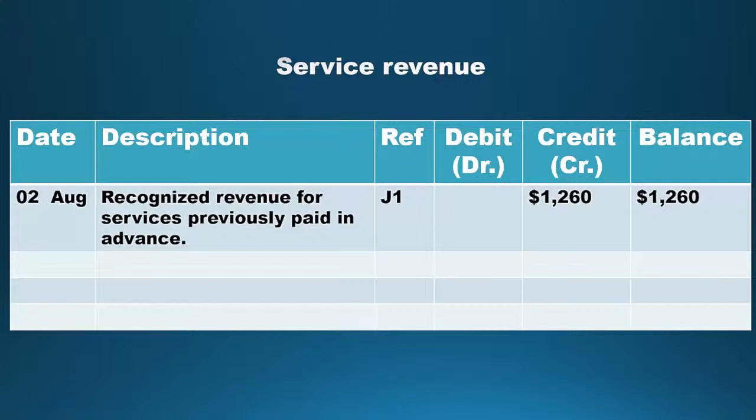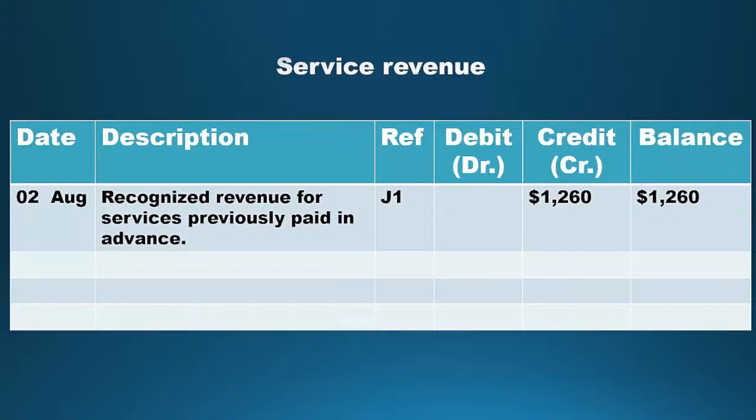Posting to the service revenue ledger. 1. Date. Write the date, August 2. 2. Narrative. Add the narrative. Recognized revenue for services previously paid in advance. 3. Reference. Add the journal reference, J1. 4. Amount. Enter $1,260 in the credit column because revenue increases on the credit side. See how we've decreased the liability unearned revenue because the company fulfilled its obligation and increased the revenue?